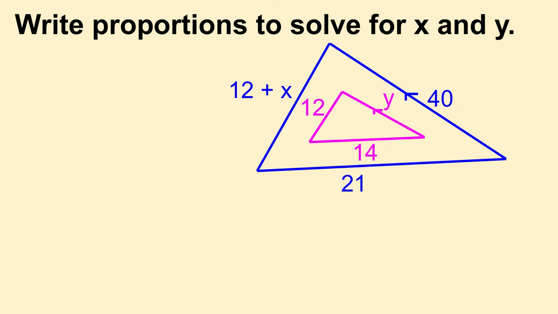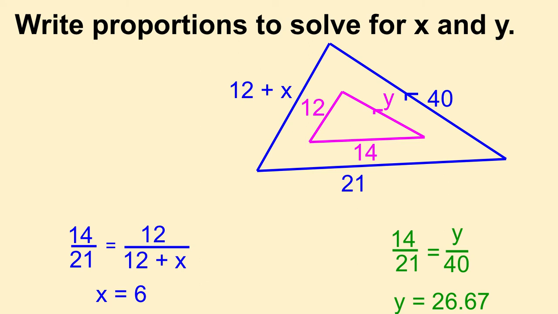If you like to visualize it where the little triangle's inside the big triangle, that'll work out just fine. You're going to get your proportion set up the exact same way. So you'd still get 6 for x, and you'd still get 26.67 for y.